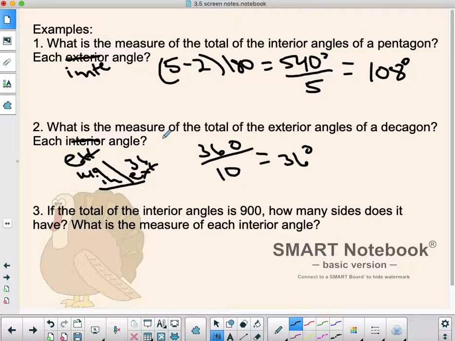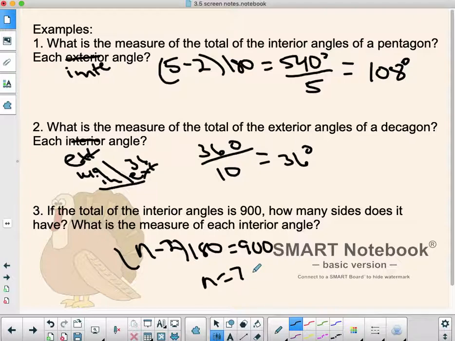Another way to do it is to use that formula and leave n in for your number of sides because you don't know it, and know that n minus 2 times 180 has to equal 900. So you would divide by 180 and then add 2 to get back to n. And if you do that, when you divide by 180 and then add 2 to get the n alone, you end up with 7. Either way.